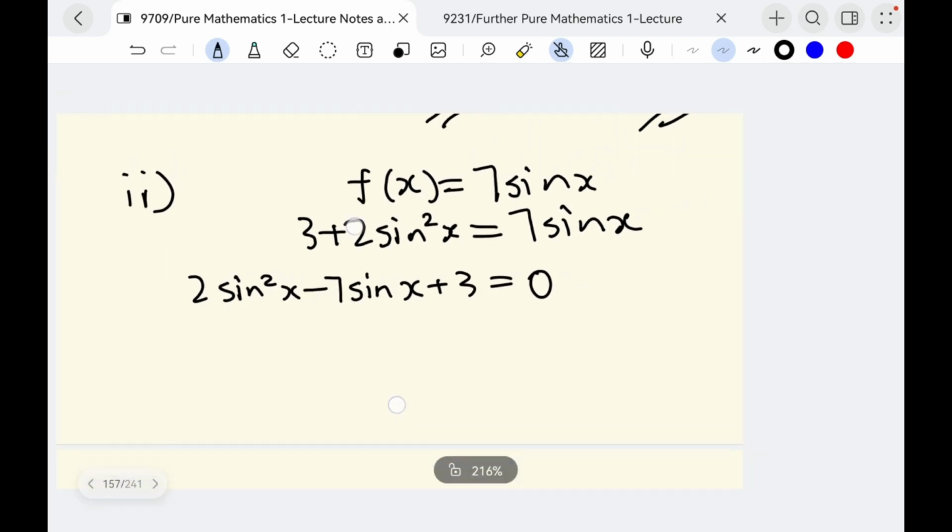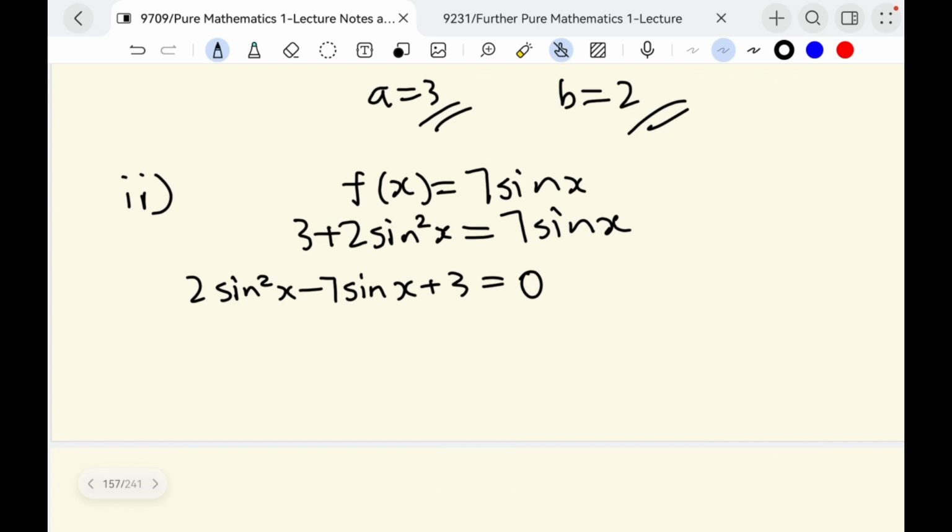Okay, so for me, I'll directly solve for the equations, but for your understanding, let's say p equals sine x. So what I modified here is 2p squared minus 7p plus 3. Use your calculator to solve it, but for the factorization, you have to use the calculator, find the roots first, and then make it the bracket. Okay? So this working must be shown in order to avoid the marks deduction.